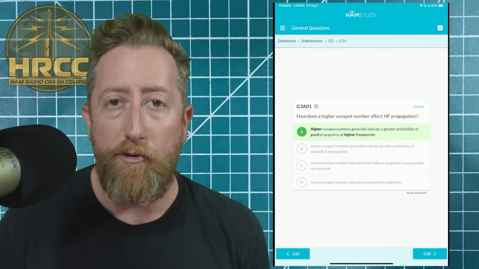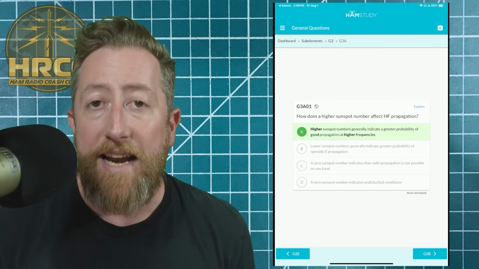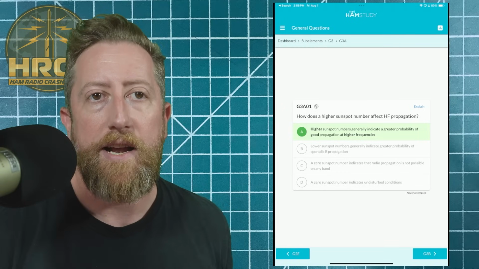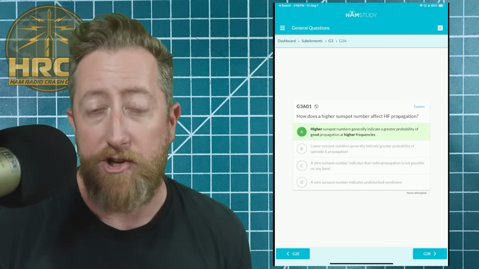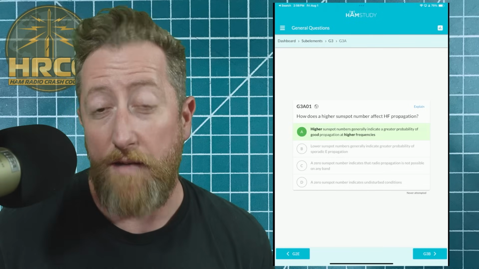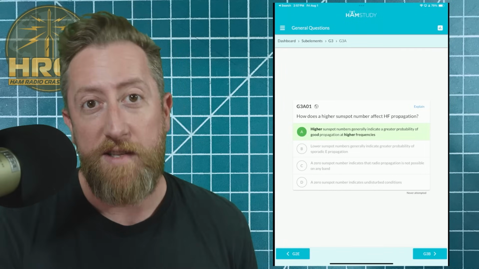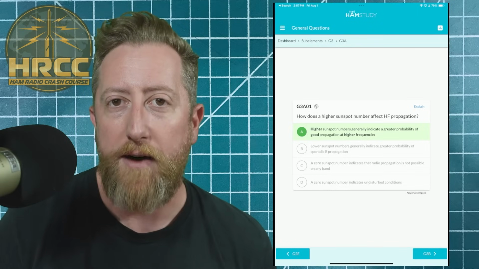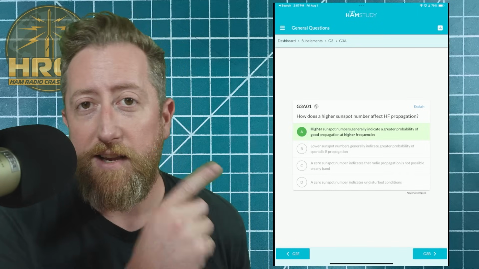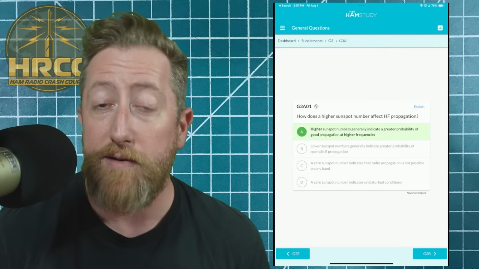Starting with section alpha, question 1, how does a higher sunspot number affect HF propagation? And the answer is higher sunspot numbers generally indicate a greater probability of good propagation at higher frequencies. That is even more so the case based off of the sun's 11-year cycle, which we are in solar maximum, which means there are more sunspots on the surface of the sun, which helps out with the propagation on higher frequencies. So for you technicians, as you're taking the study exam, you should get on 10 meters. It's a space that you have to do single sideband on.